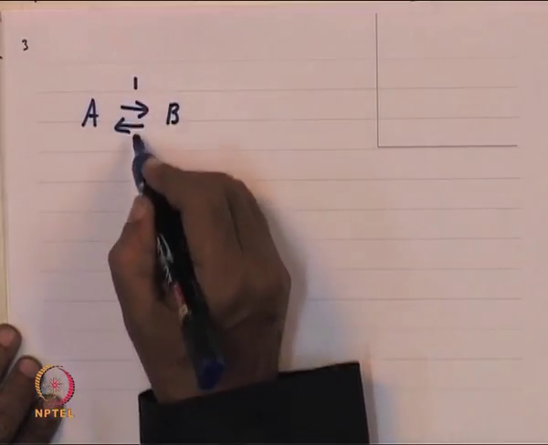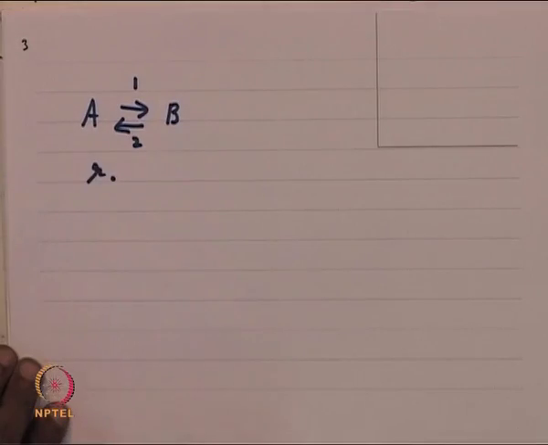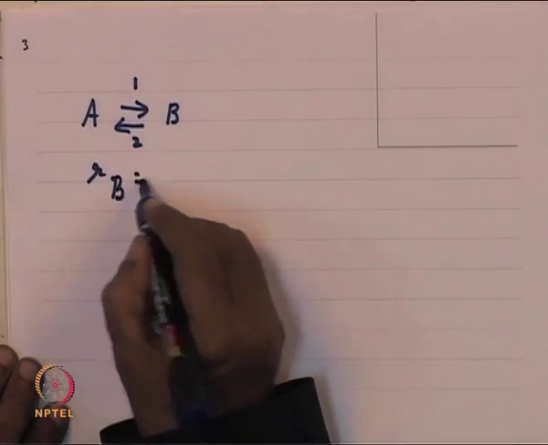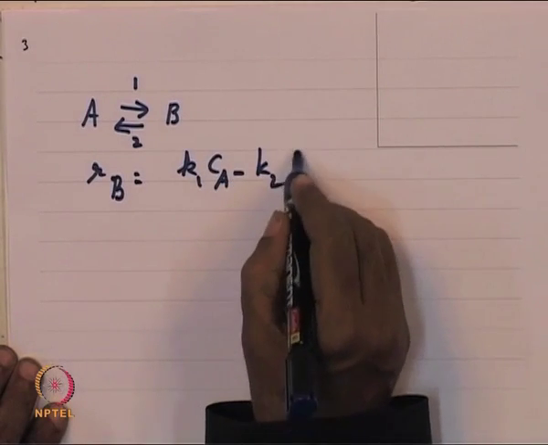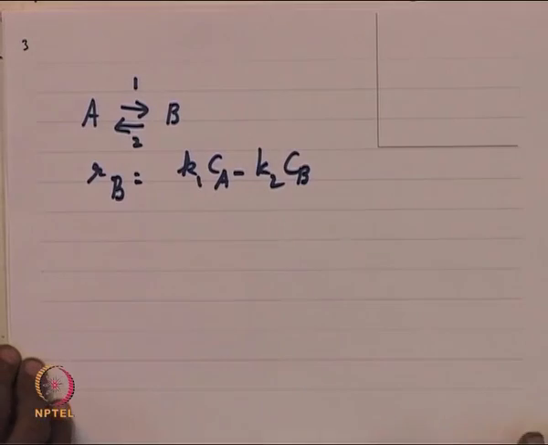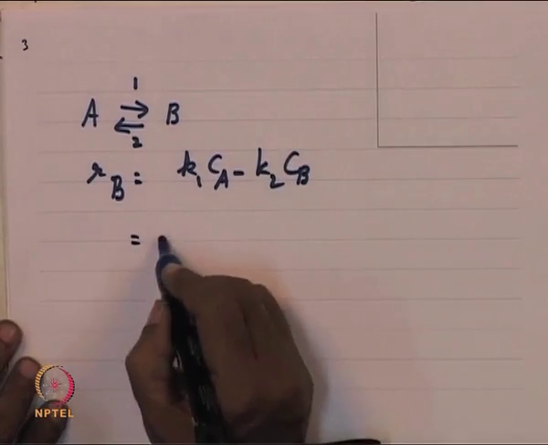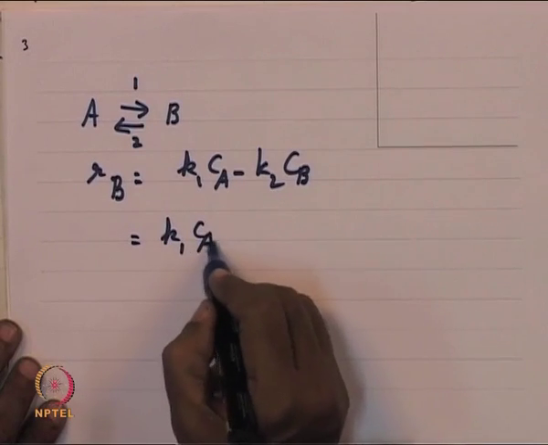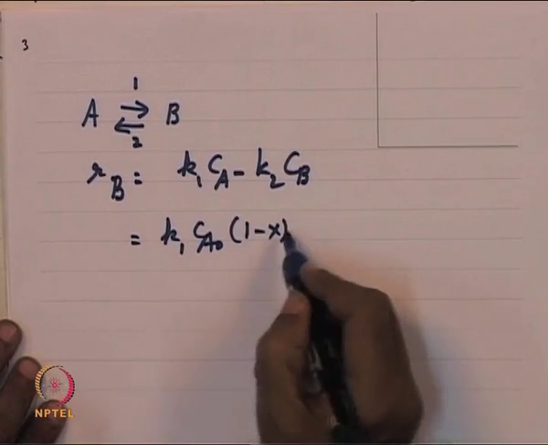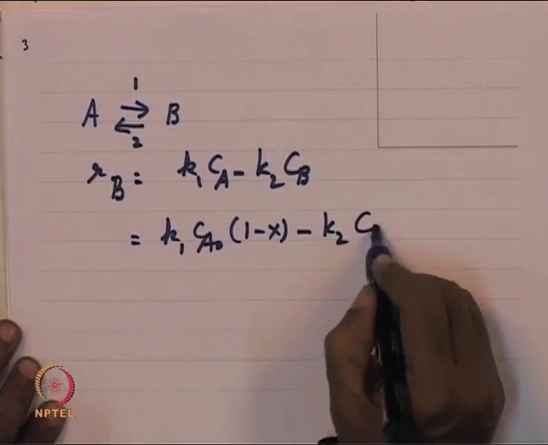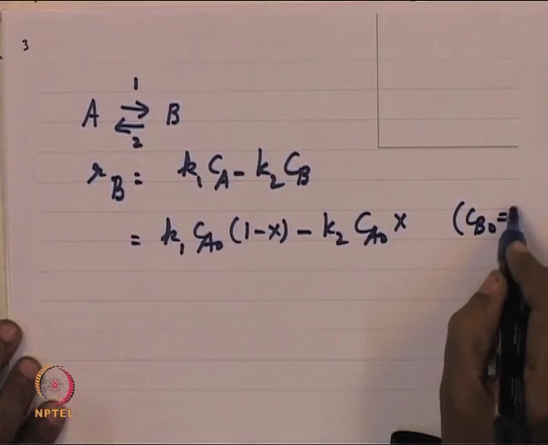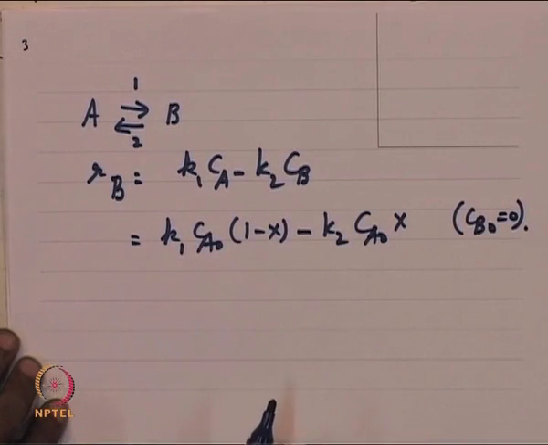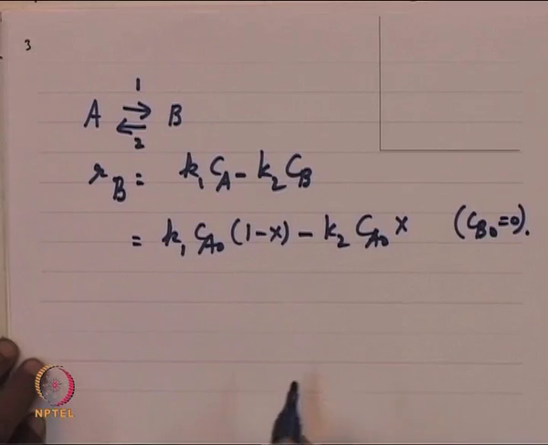Okay, 1, 2, a reversible reaction. Let us say that RB equal to K1 CA minus K2 CB. As an example, this is to illustrate how things would happen. So, we say K1 CA0 (1 minus X) minus K2 CA0 times X, of course, assuming that CB0 equal to 0. Frequently this would be a case that applies.